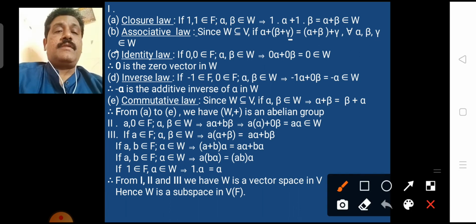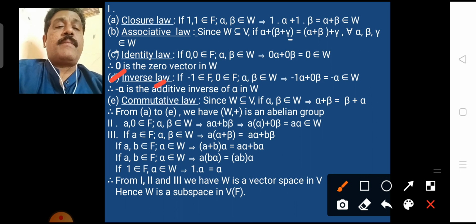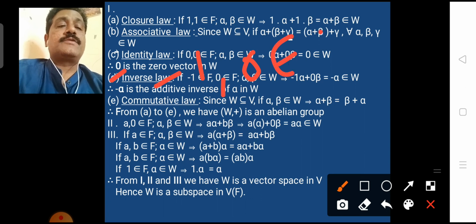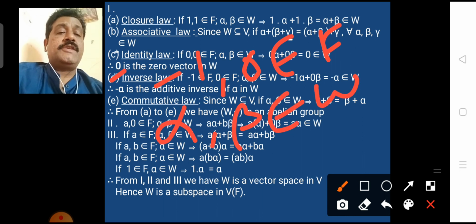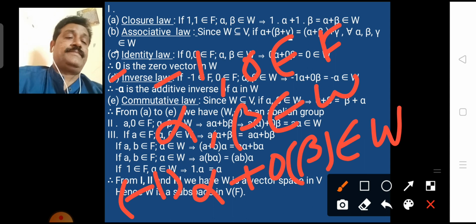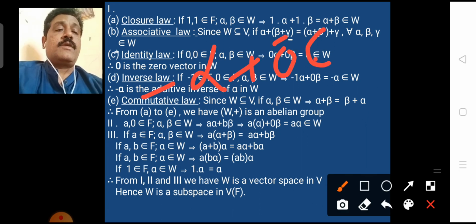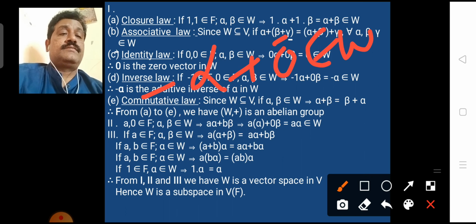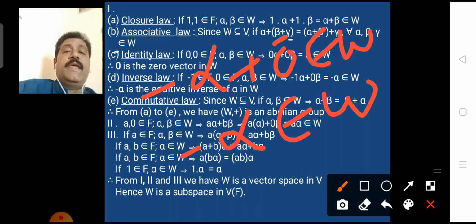Inverse law. We have to prove each element in W has an additive inverse in W. If we take -1 and 0 belonging to F and alpha, beta belonging to W, from the given condition we may write -1 alpha plus 0 beta belongs to W. That is, minus alpha plus 0 bar belongs to W. That is, minus alpha belongs to W. So here minus alpha is the additive inverse of alpha in W.